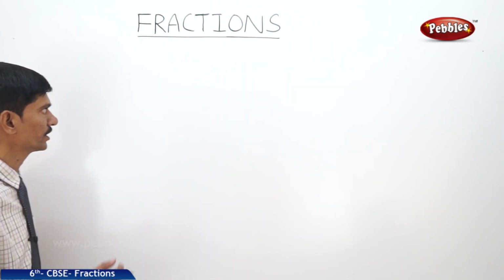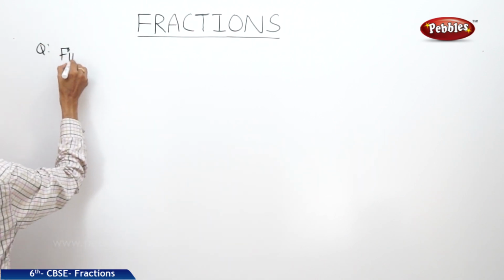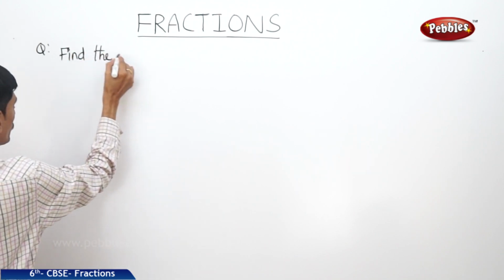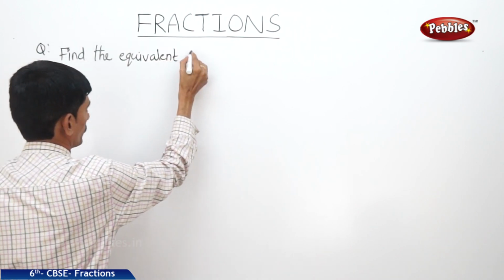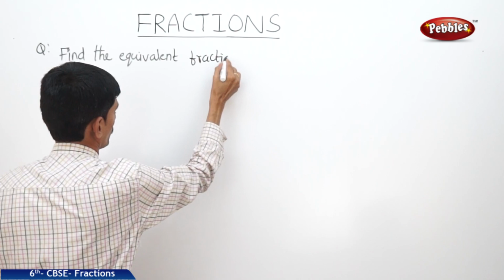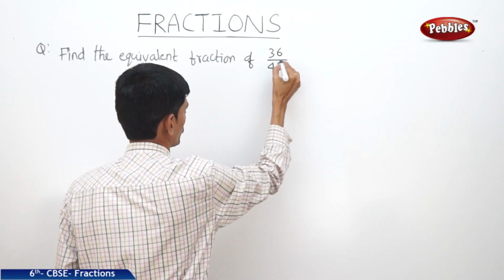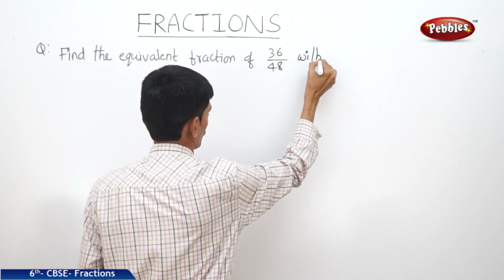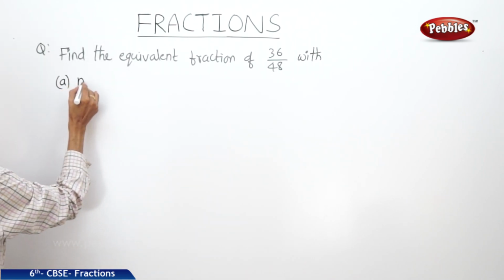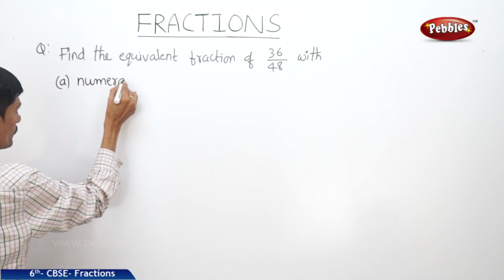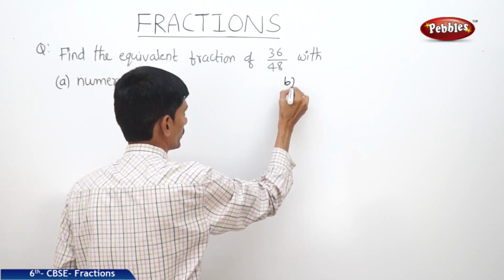Now the next question, find the equivalent fraction of 36 by 48 with numerator 9 and the denominator 4.